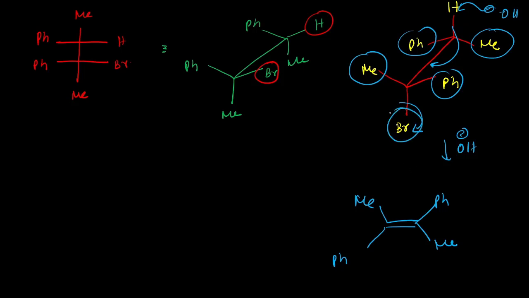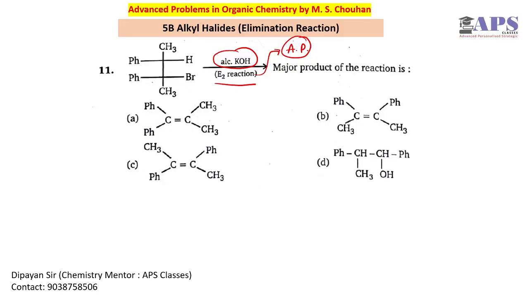OH minus will approach hydrogen, CH bond will be broken, a CC bond will form, and finally Br will be eliminated from the molecule. Okay, so finally we will have our trans type of product. So if we see the question, then this will be your correct answer.